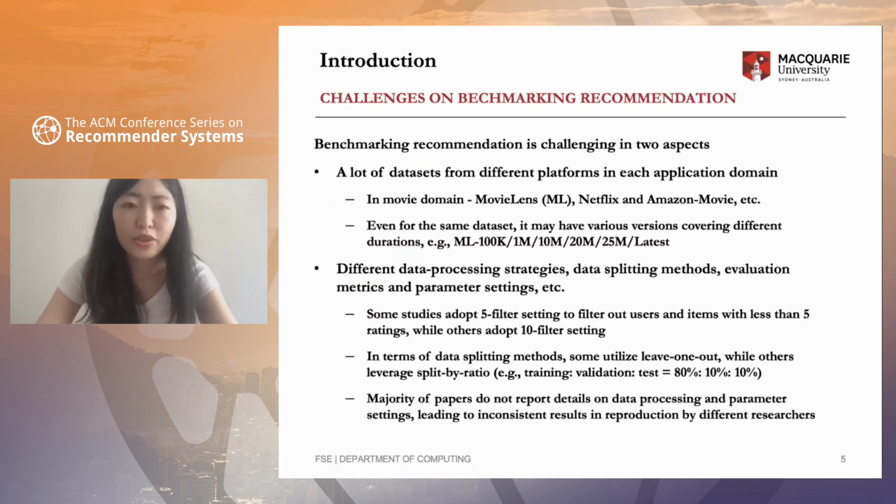Different from other domains like computer vision, where mature benchmarks are available for evaluation, benchmarking recommendation is challenging in two aspects. First, we have a lot of data sets from different platforms. For example, in the movie domain, we have MovieLens, Netflix, Amazon Movies, etc. And even for the same data set, we may have various versions. For example, we have MovieLens 100K, 1 million, 10 million, and so on.